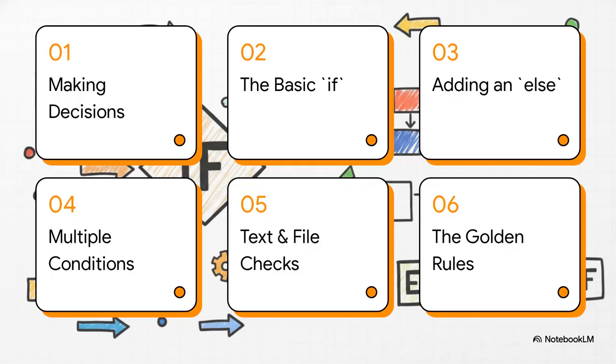All right, here's our game plan. We'll start with the big idea of making decisions. Then we'll build up from the basic if statement. After that, we'll add an else path for more options, handle multiple conditions with elif, see how this all works with text and files, and wrap it all up with 3 golden rules you absolutely have to know.